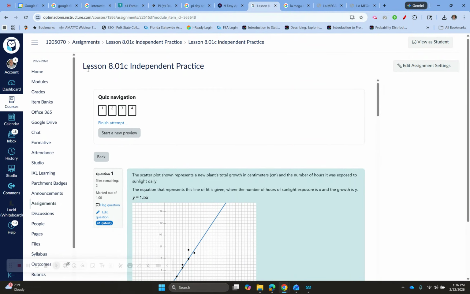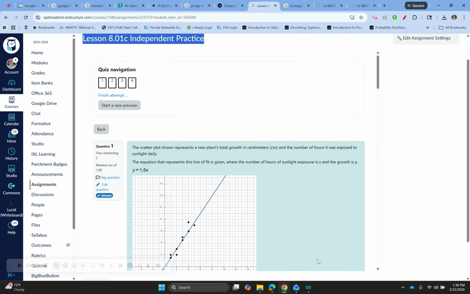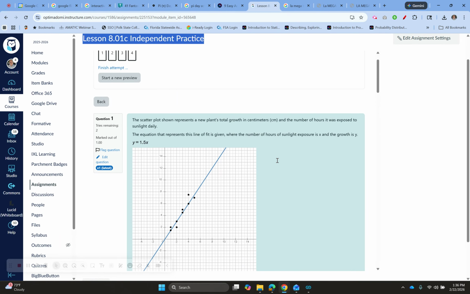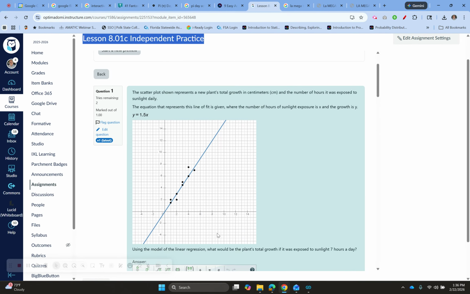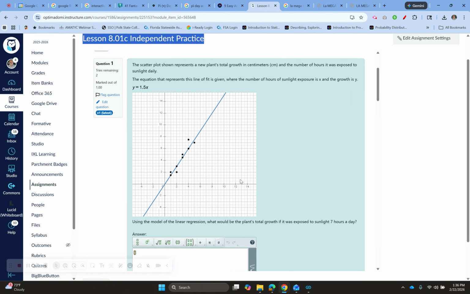All right, here's the video for lesson 8.01C, independent practice. Basically, what you need to do is the following. What we're gonna do is they gave us a scatter plot, as you can see in problem number 1, and they're asking us to make a prediction. Now you have to read the story.